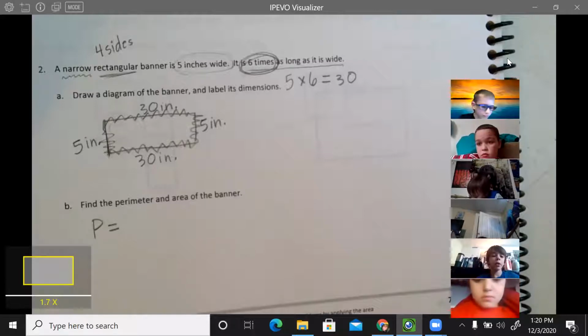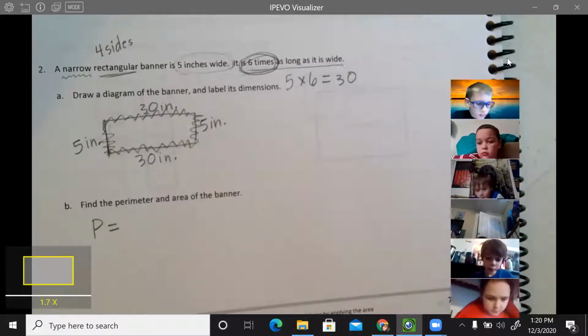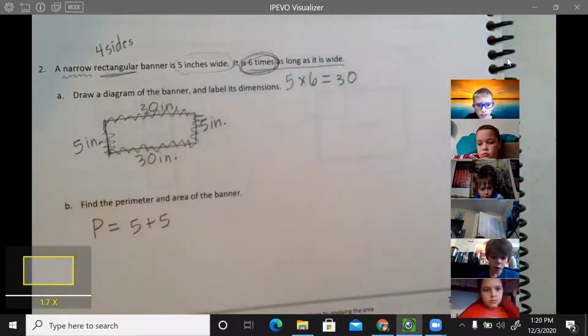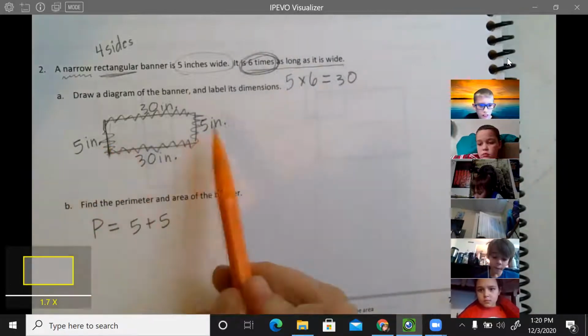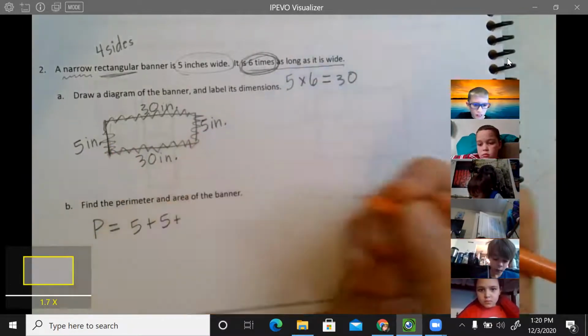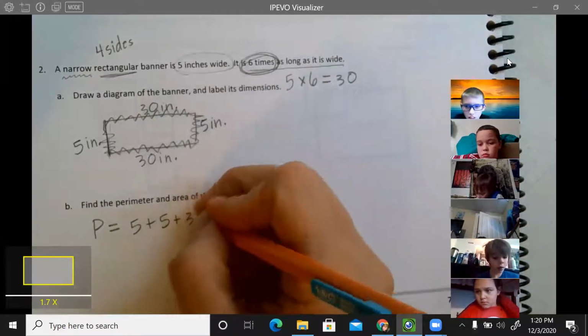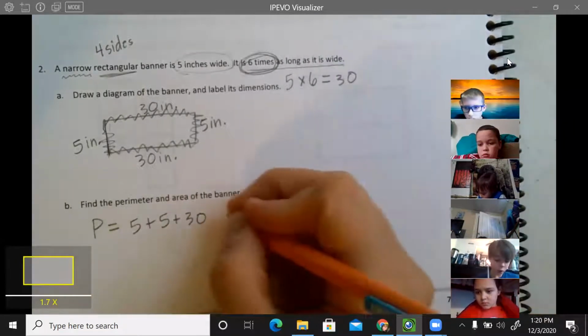Okay, Cooper, how do I find the perimeter? You add both 5 inches together. Okay, so give me an equation. So I have 5 plus 5 plus what? Plus 30. And plus another 30.